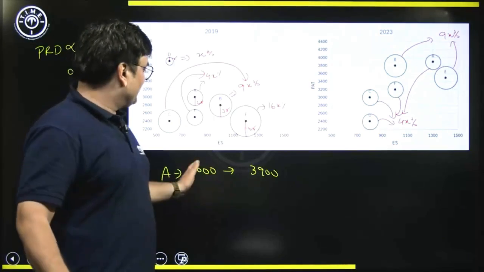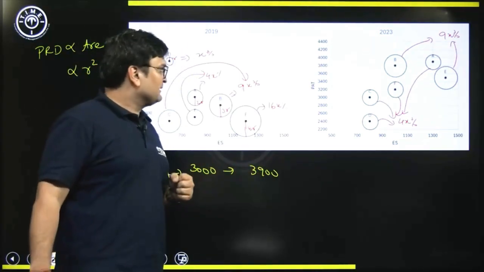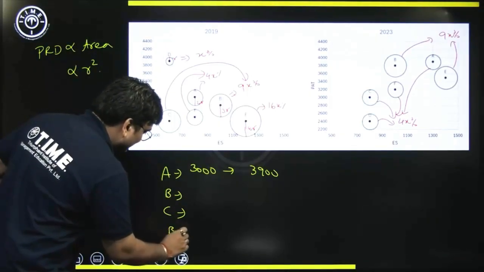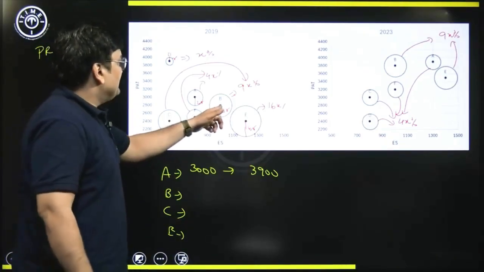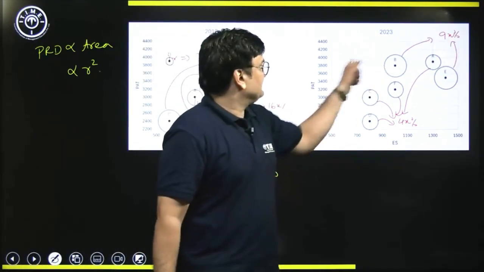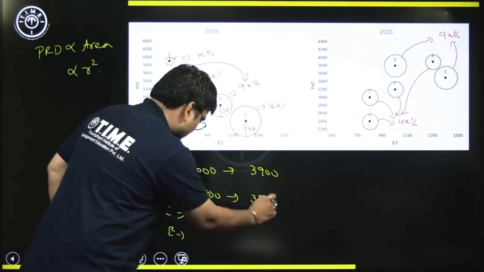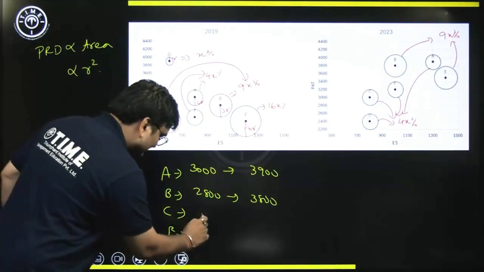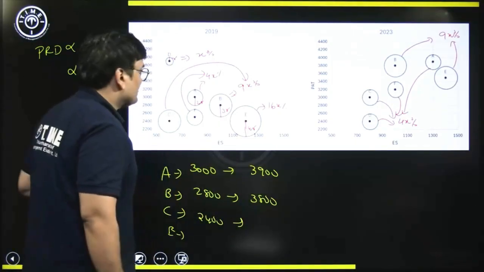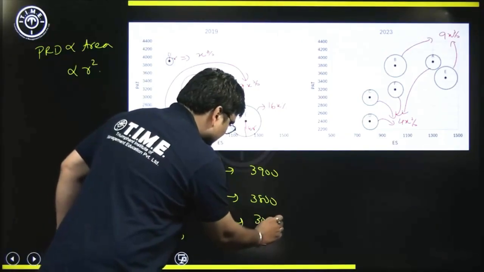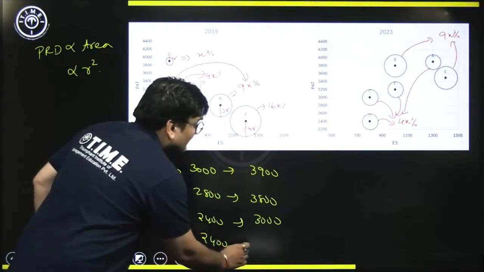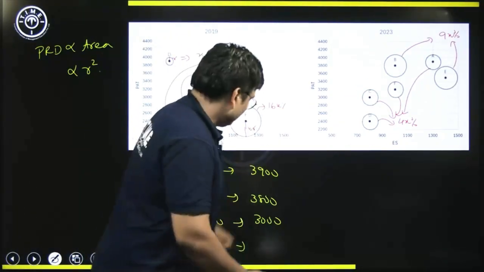So that means it would have increased by X percent, X percent, X percent each time, and it has become this much. The other options are B, C and E. We have to check for these 4. Look at B: the PAT was 2800 and it changed to 3800. C was 2400, it changed by Y percent each time, and then it became 3000. And lastly, E was 2400 only, and it became 3500.